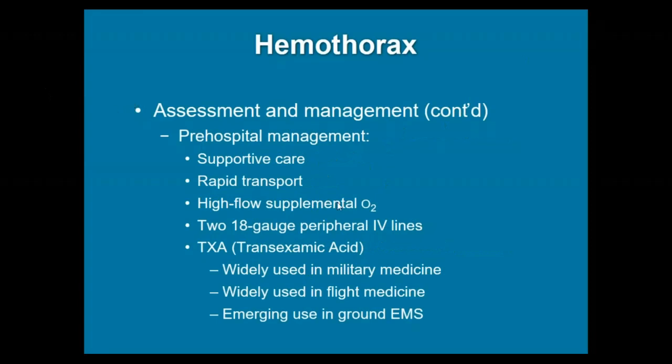Okay. Supportive care, rapid transport, high flow O2, positive pressure ventilation. Don't hesitate to RSI them and bag them depending on your protocols. These are sick patients. 2 18-gauge peripheral IVs. If you can get something bigger in, get something bigger in, because they're going to need to put pressure bags on blood products and rapidly infuse some blood products.